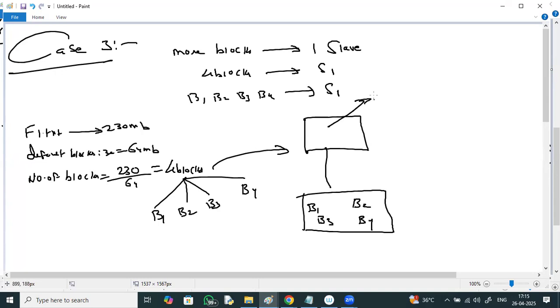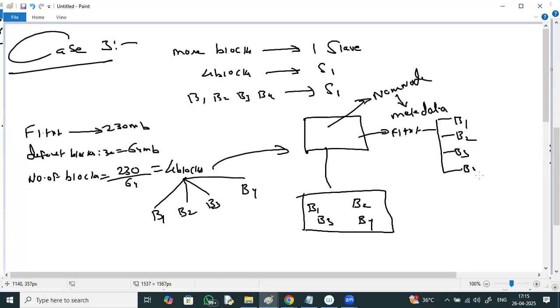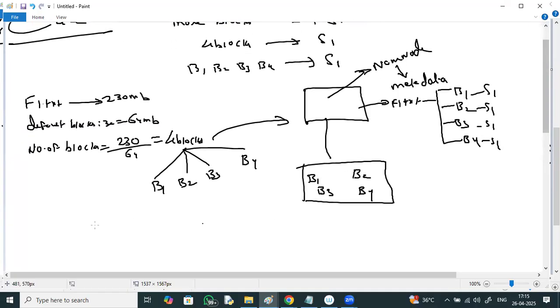This is the master. Within the master node, we see the name node. It is a system service. It stores metadata information, data about data. So here f1.txt is divided into 4 blocks, B1, B2, B3, B4, where B1 is stored in S1 only, B2 in S1, B3 in S1, B4 in S1. All stored in S1 only.